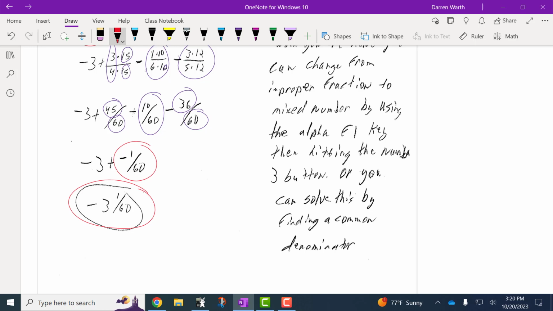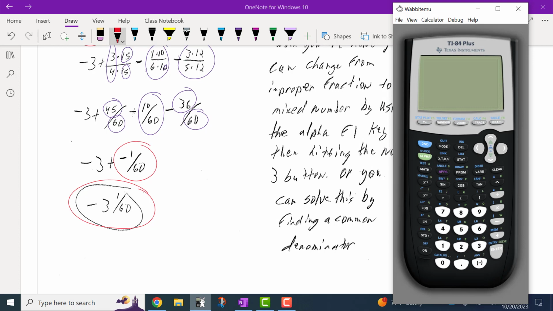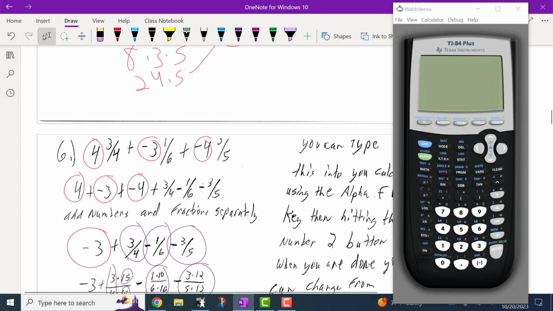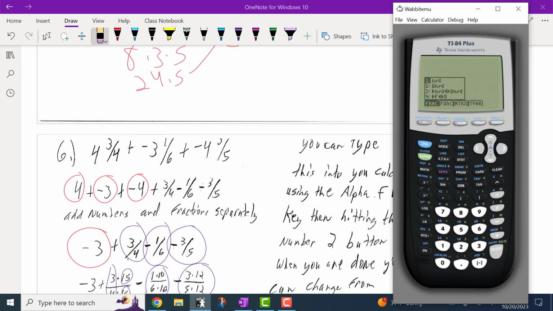Now remember, if you want to, you can also do this on your calculator. So if you look at your calculator right here, you can go ahead and just type this directly into your calculator, and then just go ahead and find the answer that way. So notice, here's my problem. You're going to take your calculator and hit alpha, and then hit F1, and then you're going to hit number 2, and that's going to give you that mixed number.